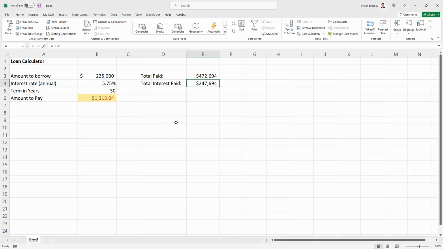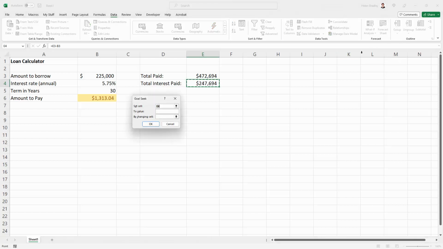But let's say, in actual fact, we don't want to do that. What we want to do is to continue to borrow our $225,000. But if we could pay $1,500 a month, how would that affect the term of our mortgage? So let's go to our What If analysis and go to Goal Seek. We're going back to this cell here. Again, we're going to set it to the $1,500 a month that we've determined we could pay. And let's, in this case, change this cell. So if we pay $1,500 a month, how long is the term in years going to be? And it's going to be shorter, obviously, than the 30 years.